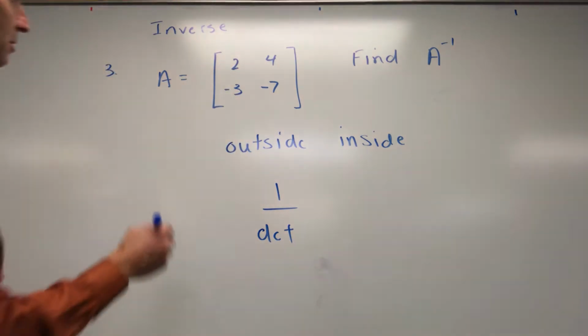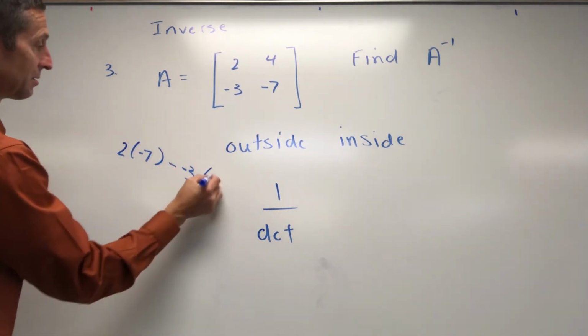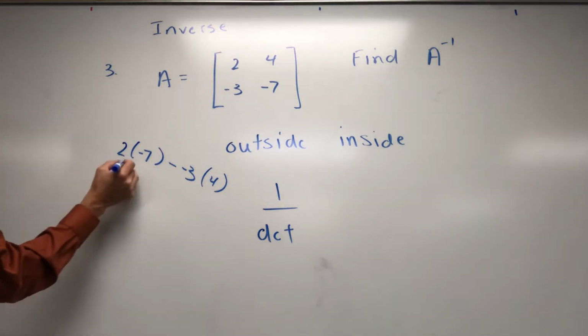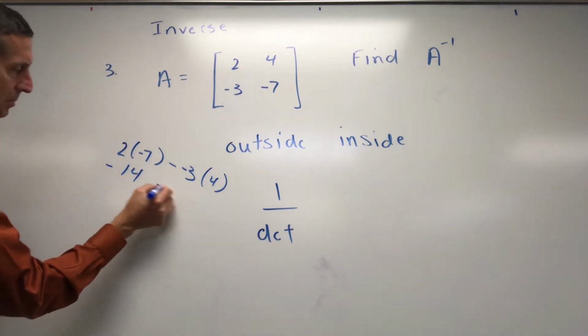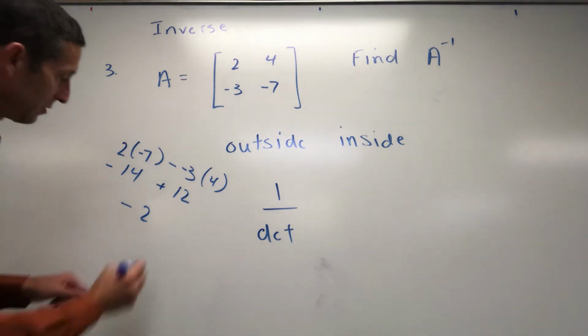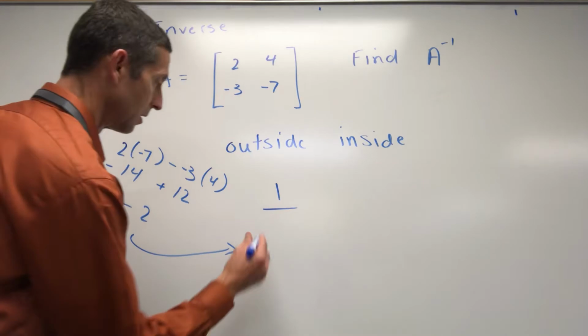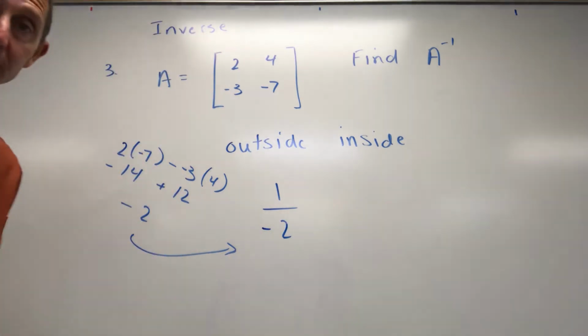Let's find the determinant real quick. So 2 times negative 7 minus negative 3 times 4. So this will be negative 14. What is this going to be? Plus 12, negative 2. So negative 2 is my determinant. Now I'm done with the outside.